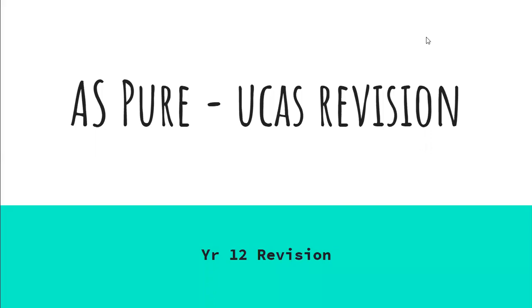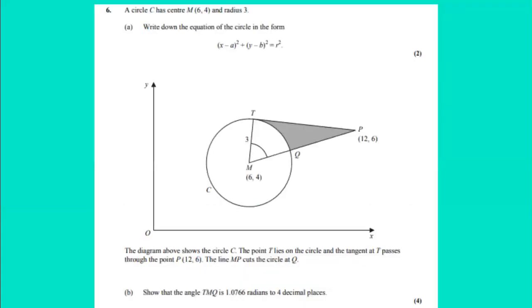Okay, hi guys. So I'm going to go through some questions in preparation for your UCAS exam coming up tomorrow. The first question is on circles, so coordinate geometry. It says a circle has a center 6, 4, and the radius is 3. Write down the equation of the circle in the form.